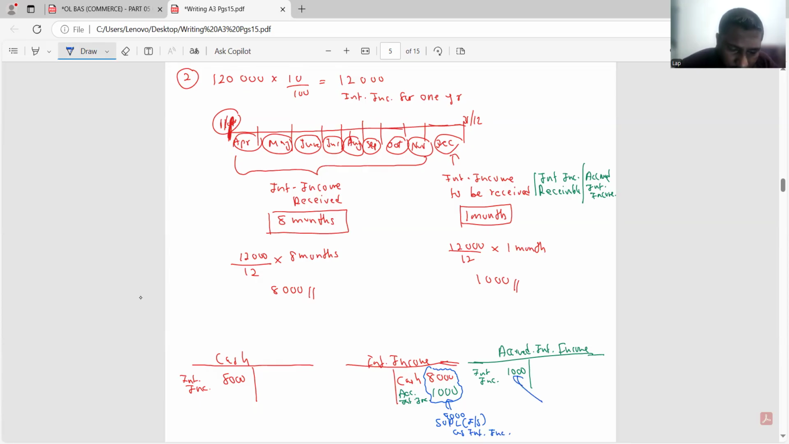This 1000 will go to the statement of financial position, the balance sheet. It's an asset, we have to receive. To be received under current asset. So finish it off.